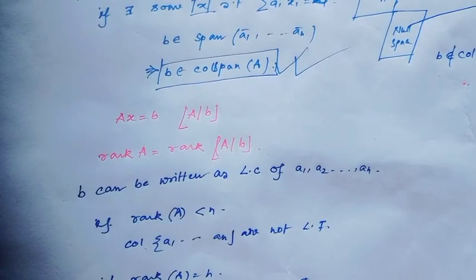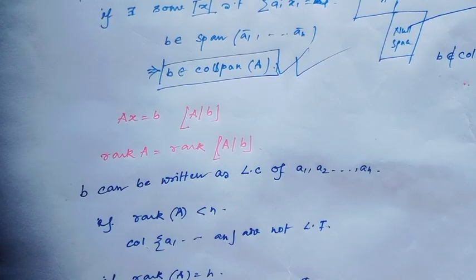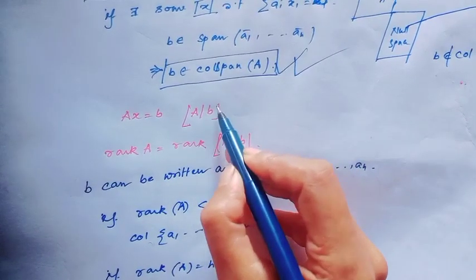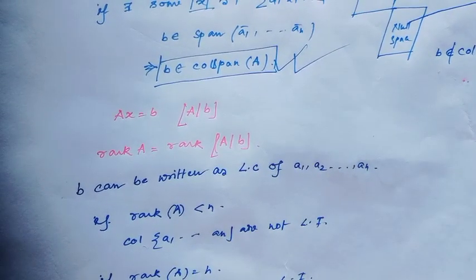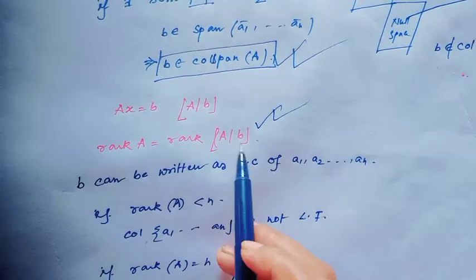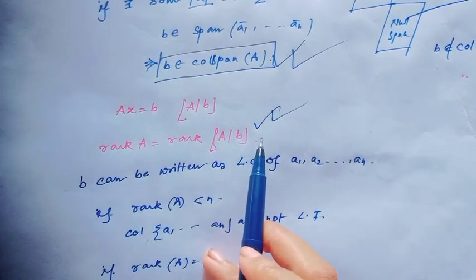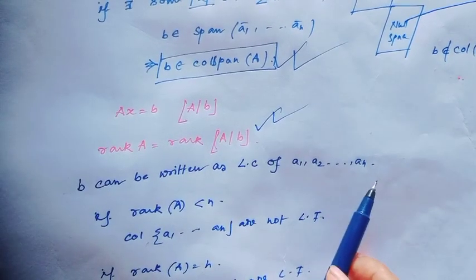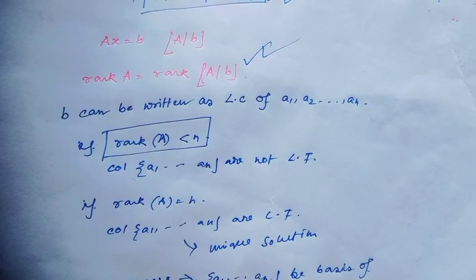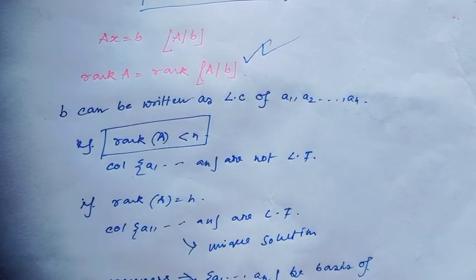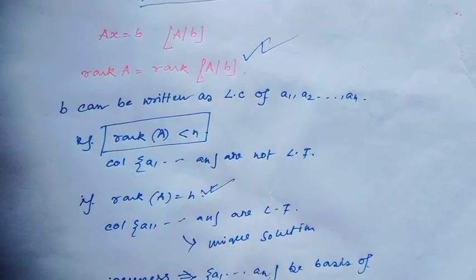Also we all know a solution exists when we write the augmented matrix A augmented B. If the rank of the matrix is equal to the rank of the augmented matrix, then there exists a solution. That means when rank of A equals rank of the augmented matrix, B can be written as a linear combination of A1, A2, An. If there exists a solution, then there are two conditions. One, rank of A can be less than n, or rank of A can be equal to the number of unknowns.